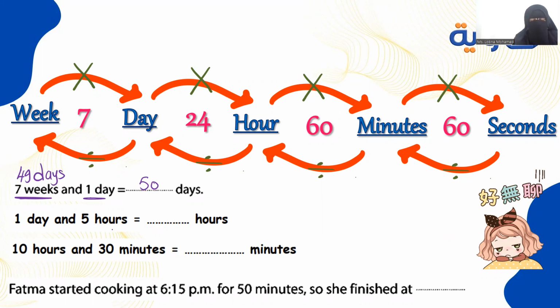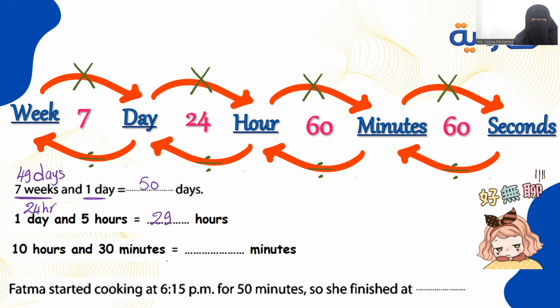1 day and 5 hours equals how many hours? Okay. In 1 day we have how many hours? We have 24. So 24 hours plus 5 hours. 24 plus 5 is going to be 29 hours. So easy. Let's move to the next.